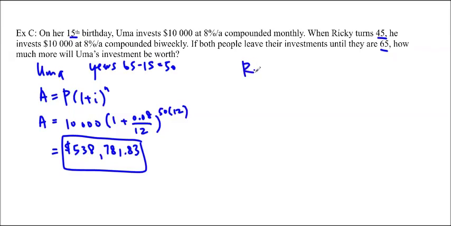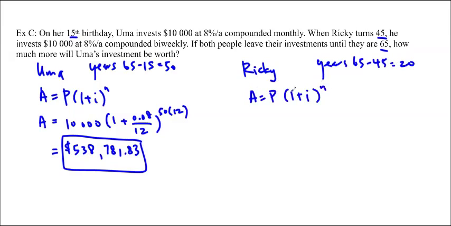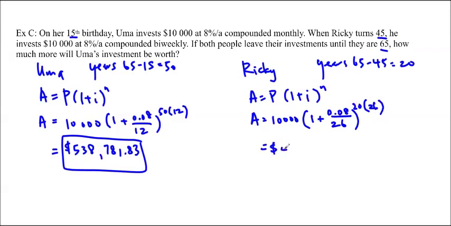And if we do Ricky's investment, he's only going from 45 to 65, so his years are 65 minus 45, which is 20. So his A equals P times 1 plus I to the n. He's going to have A equals P was 10,000 times 1 plus 0.08 compounded bi-weekly. Bi-weekly, there's 26 of those in a year, to the 20 times 26. $49,408.80. That's a lot less.